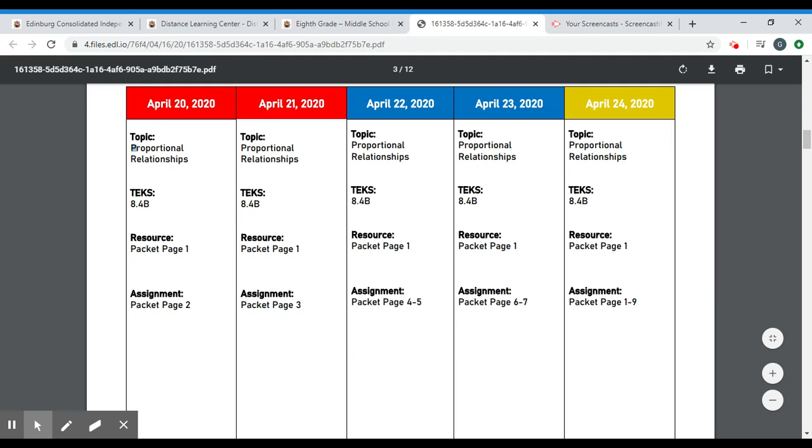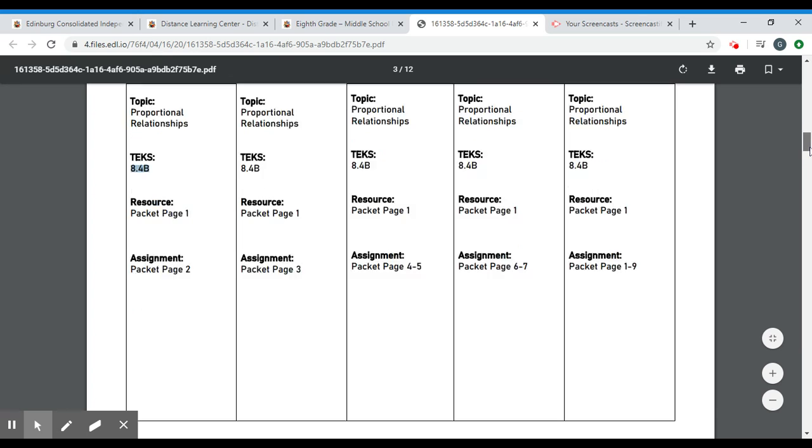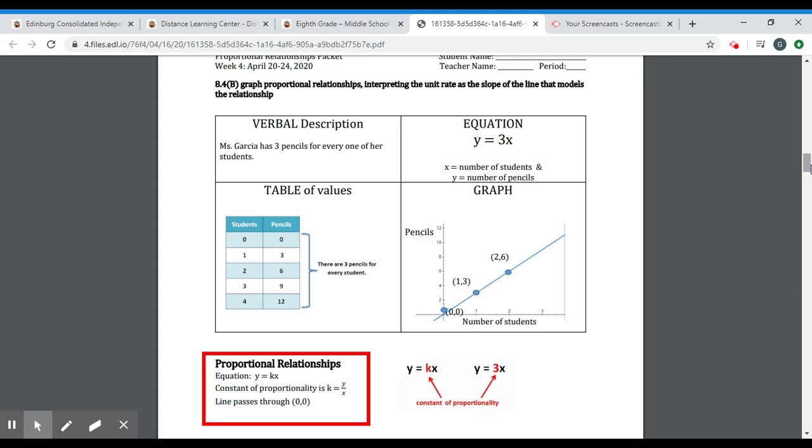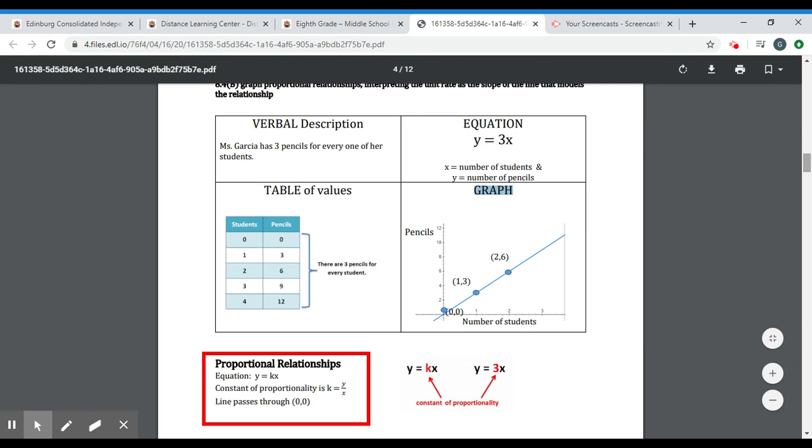This week, we are going over proportional relationships, and that is 8.4b. So remember, there are 4 different ways that you can find proportional relationships. We have our verbal description, we have an equation, we have our table of values, and we have a graph. These are the 4 different representations where we can identify a proportional relationship.